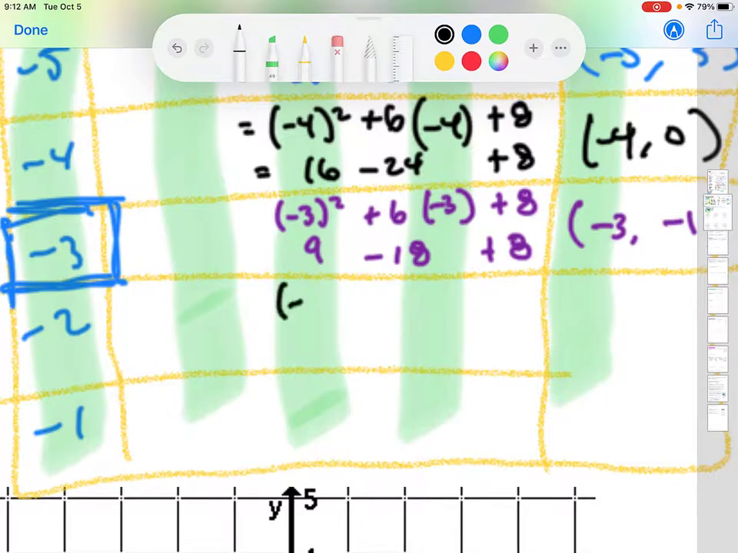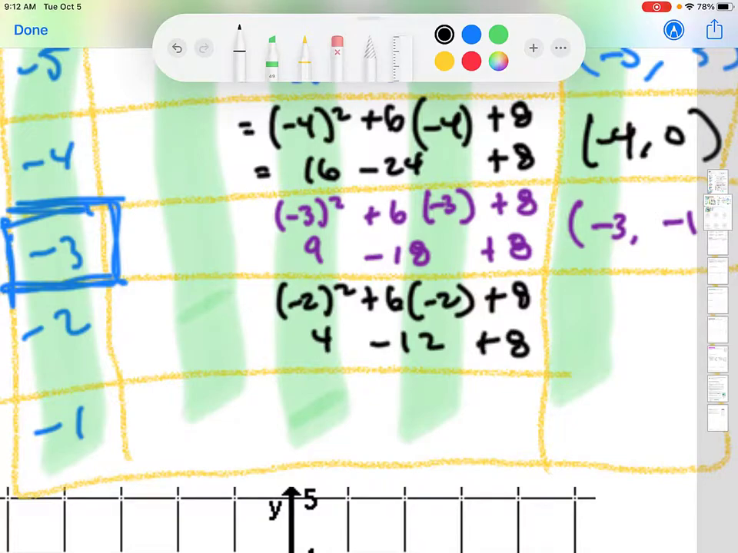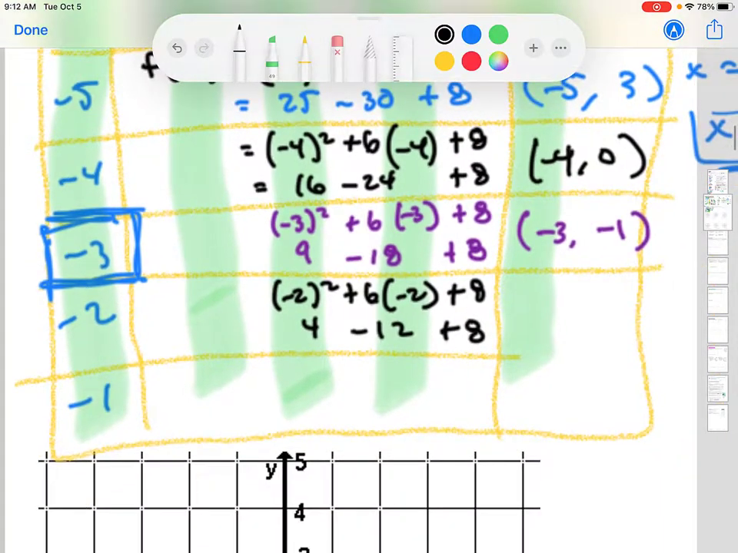We're going to do the same thing over here. So I have negative 2 squared plus 6 times negative 2 plus 8. Every x value we're making negative 2. Negative 2 squared is 4 minus 12 plus 8. And 4 minus 12 is negative 8. And negative 8 plus 8 is 0.